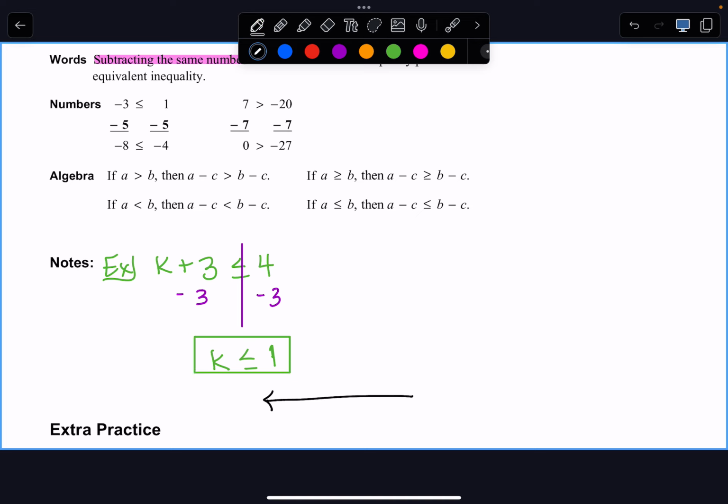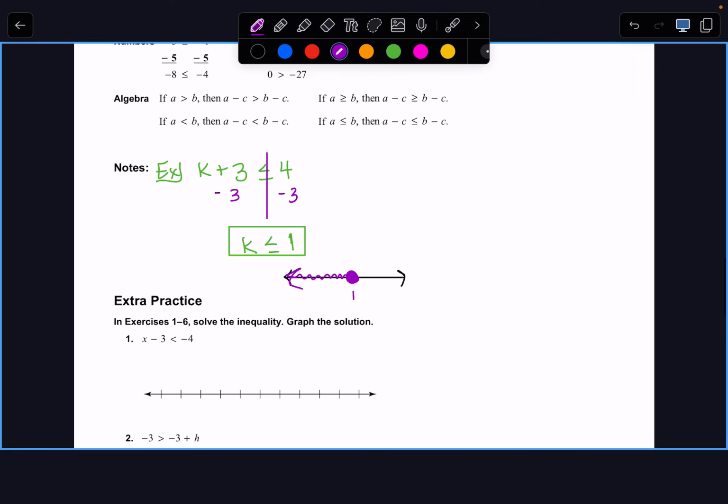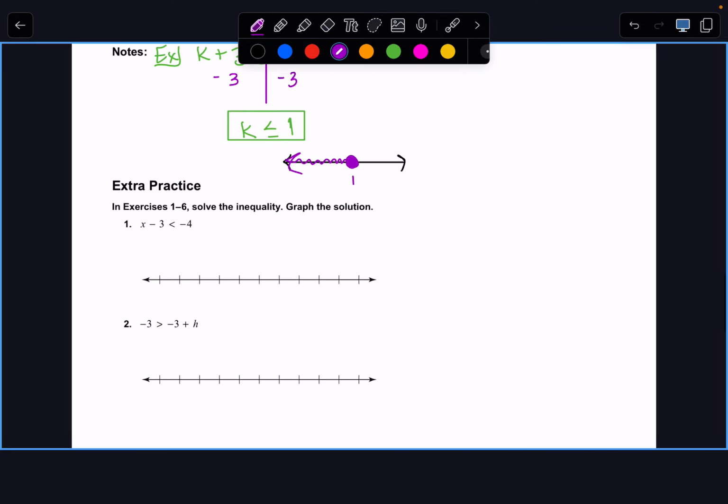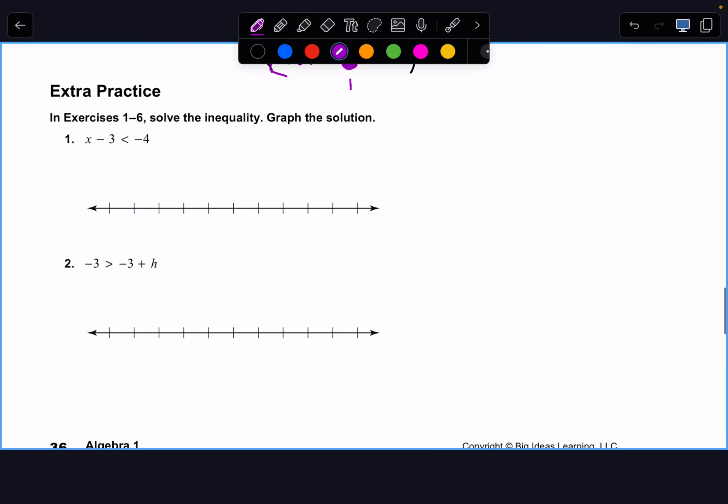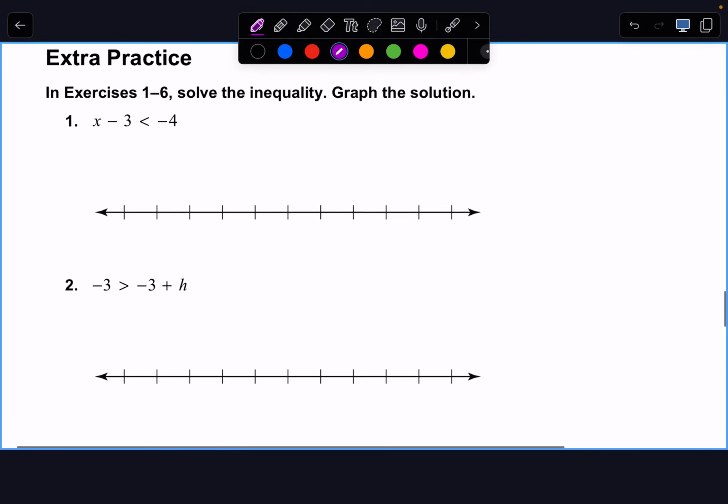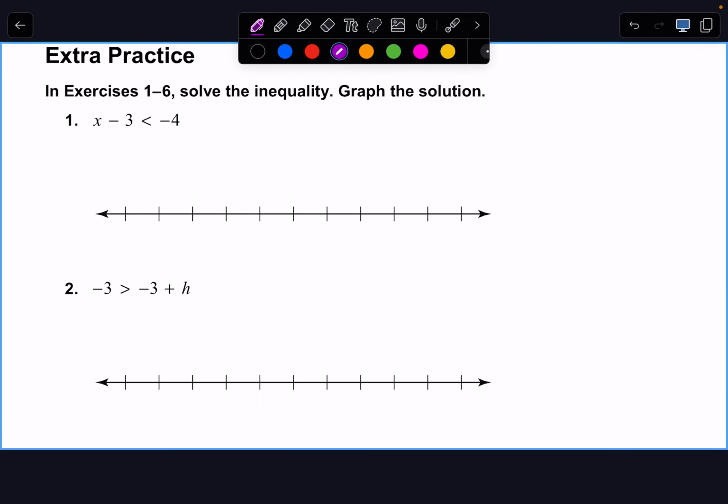So what do we have at 1? A closed circle. Okay. And since it is less than or equal to 1, we need to go to smaller numbers. Okay. All right. I would like you and your elbow partner to do number 1 and 2 and agree on the answers and the graph. I'll give you 2 minutes.